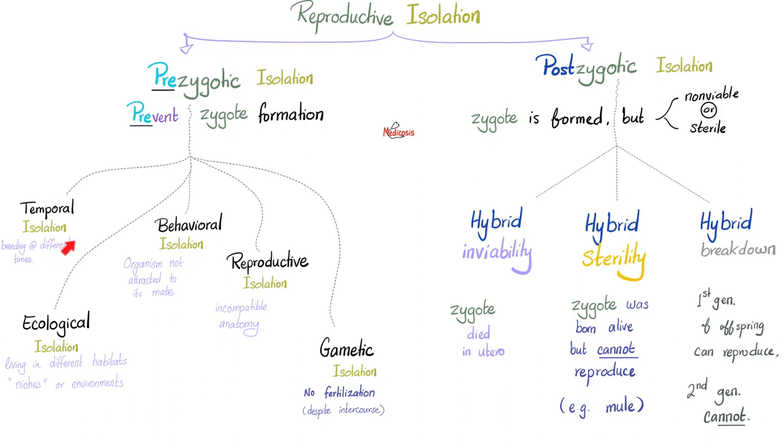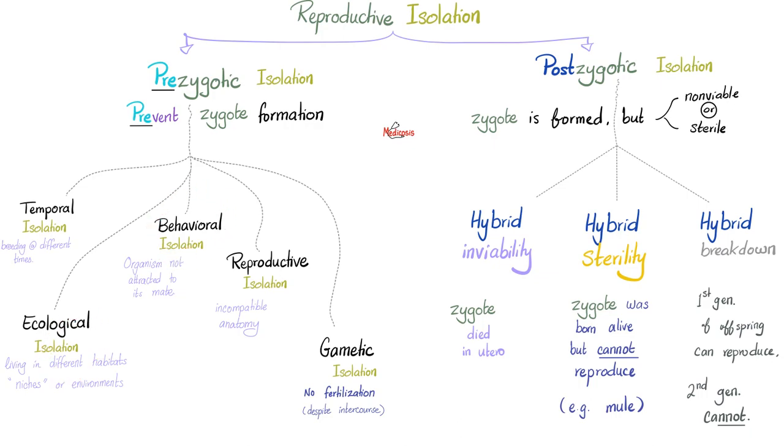Temporal isolation. Basically, we are living at different times. We are breeding at different times. How about ecological? We are living in different environments, different habitats, or different niches. So we do not get to see each other. So in the first one, time separates us. But in the second one, space separates us.